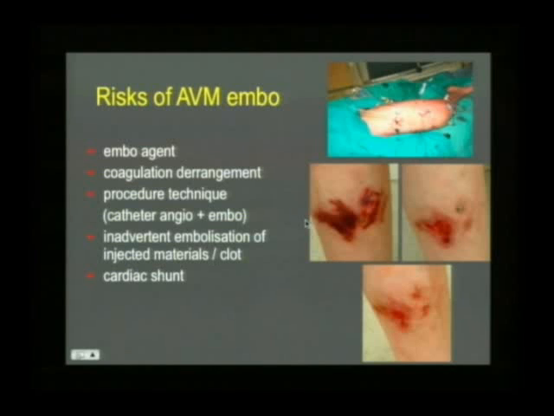We can derange the coagulation, the procedure itself, inadvertent embolizations, and actually always beware of shunts like patent foramen ovales in neonates. And tissue injury can be significant. You can get ulceration, and ulceration actually does take months and months and months to heal.